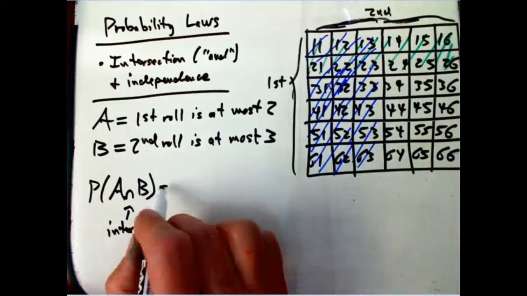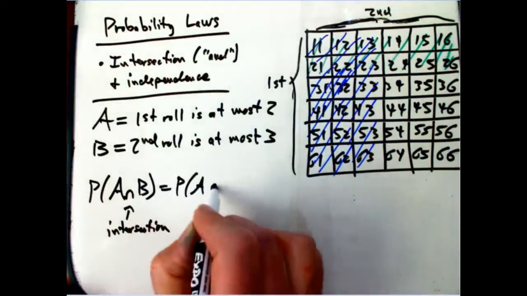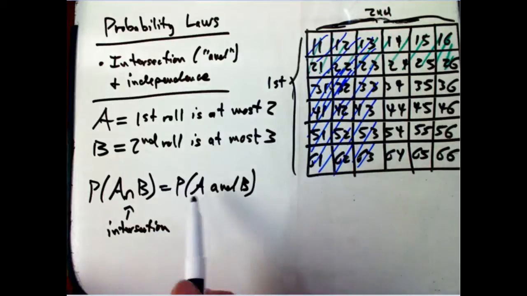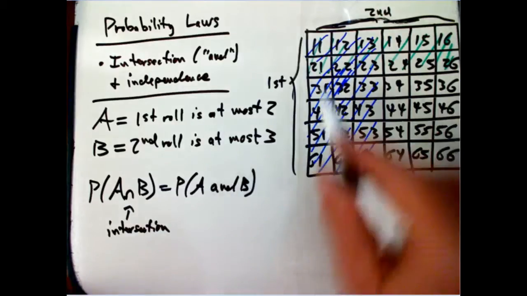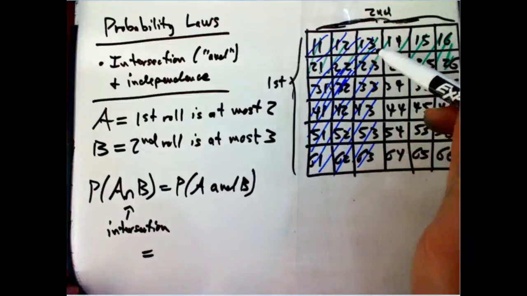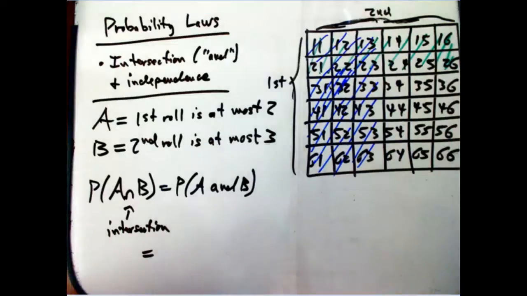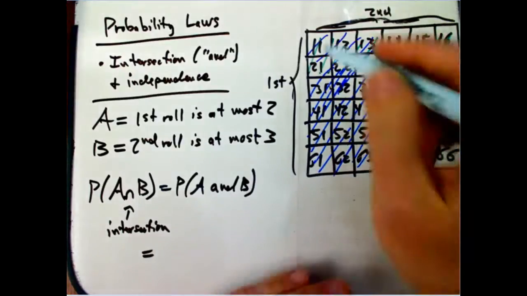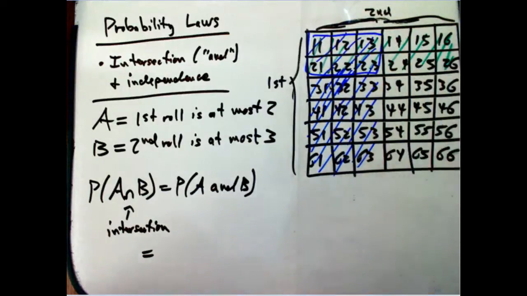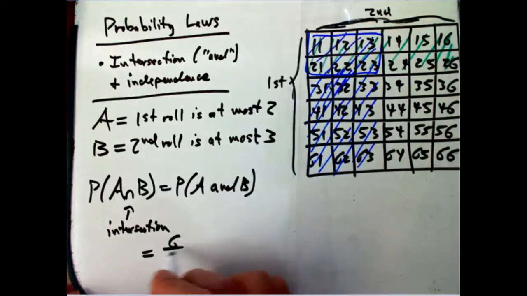In other words, you can think of it as the probability of A happening and B happening. Very different from OR. It's the overlap, not everything in both, which would be the union. Okay, well, it's rather small. It's everything in this box here, this 2x3 box. That's the overlap of those guys. And that's going to be 6 over 36.